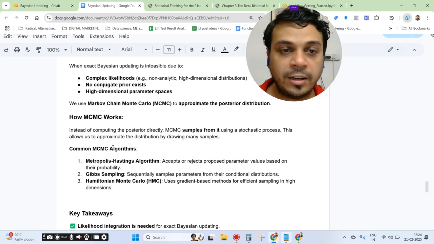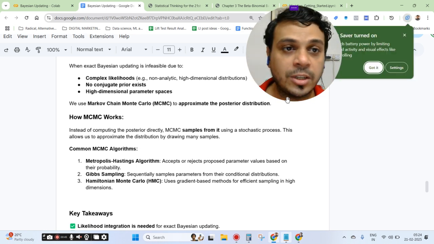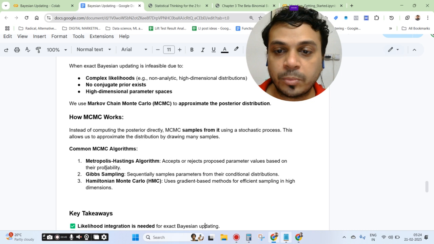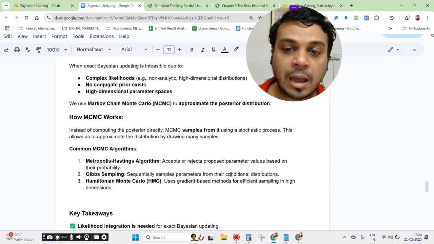We're going to have very detailed discussions on MCMC. This itself is a huge discussion. And there are some common ways of doing that. The sampling process itself can vary. There's the Metropolis-Hastings algorithm, and Gibbs sampling.